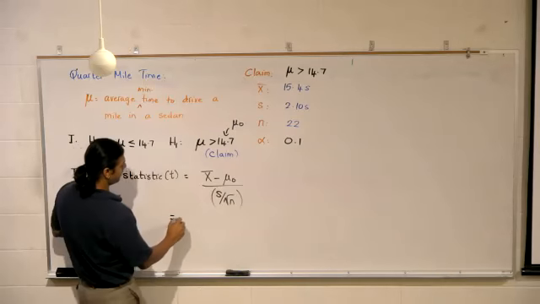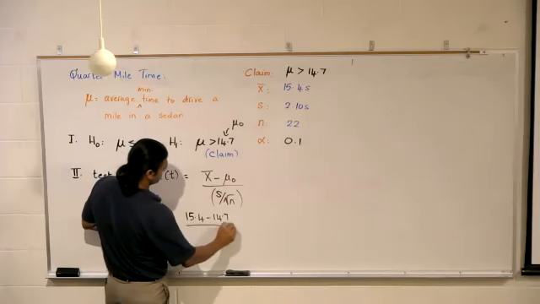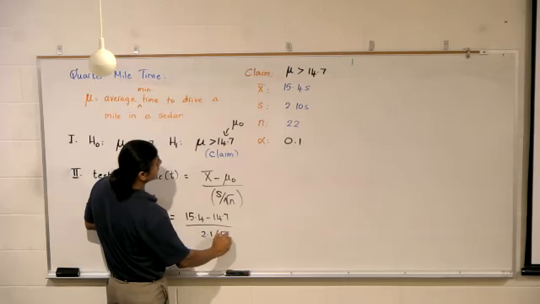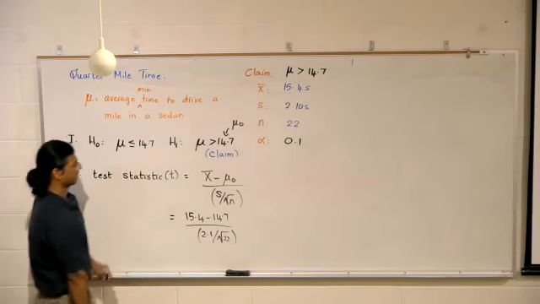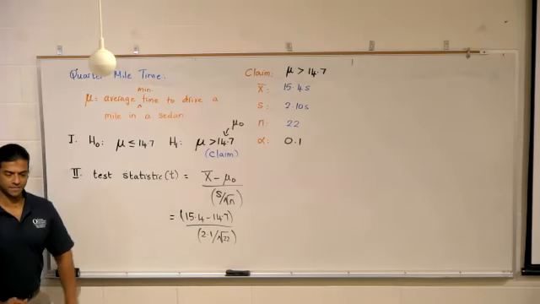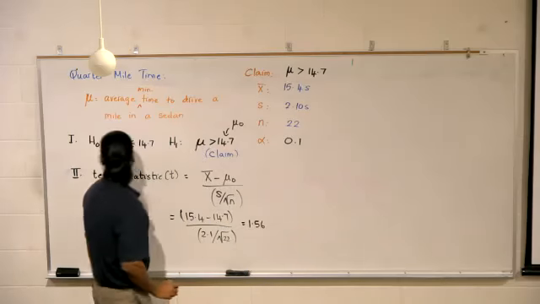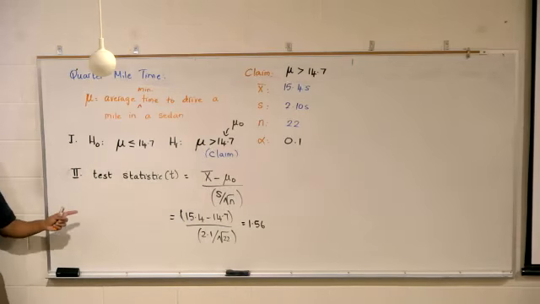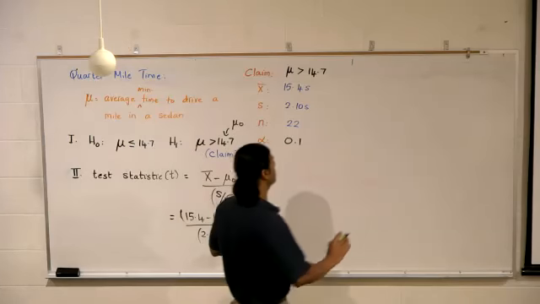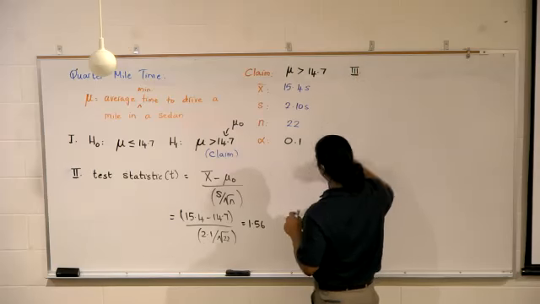So 15.4 minus 14.7 divided by 2.1 over square root of 22. And what is that value? 1.56. So now that we have the test statistic, we can use the alpha value to determine whether to reject the null or otherwise.